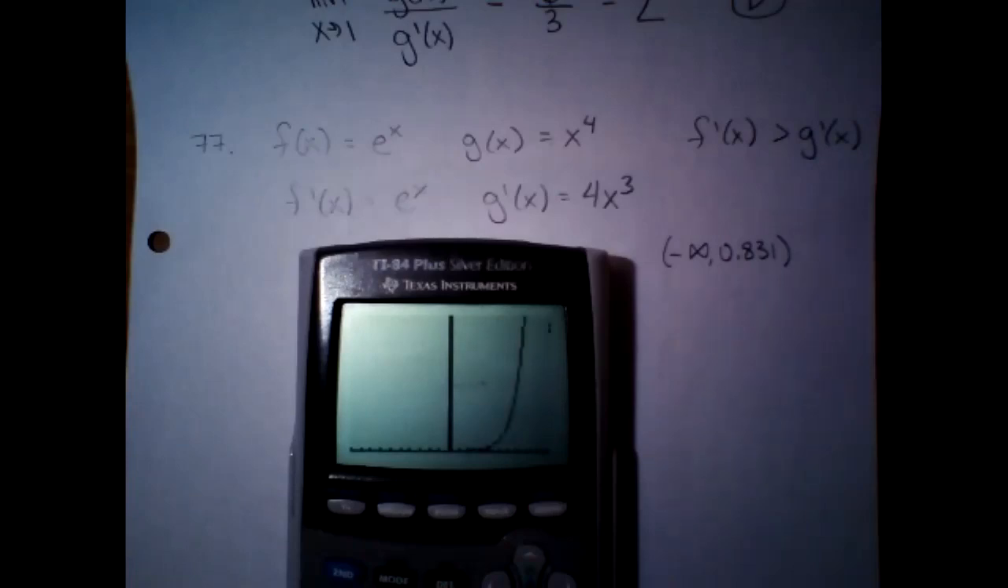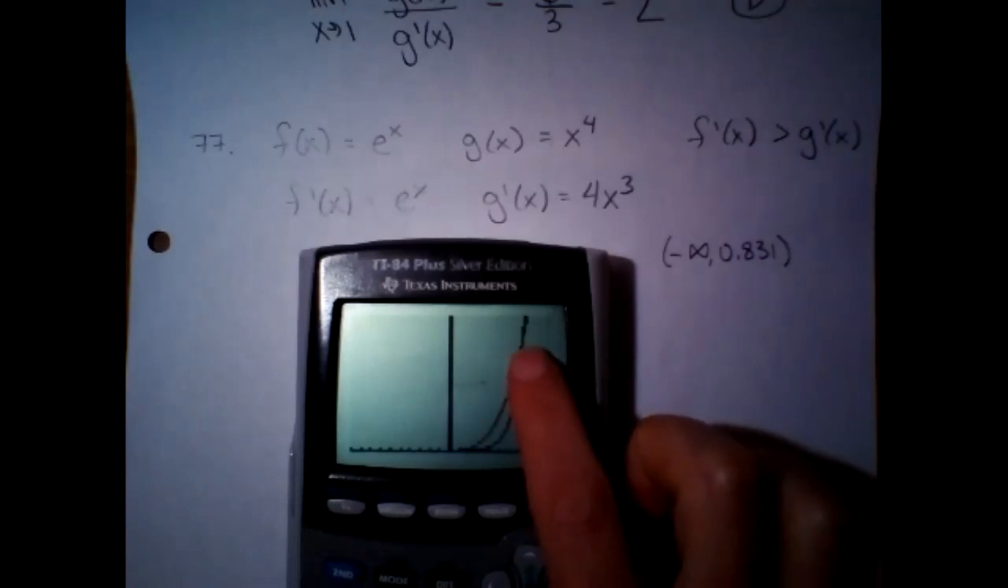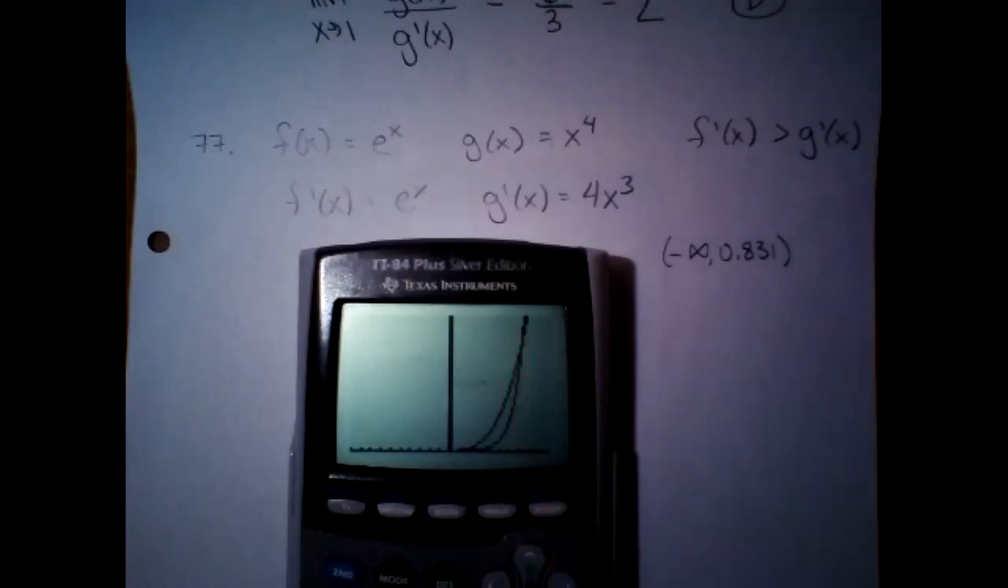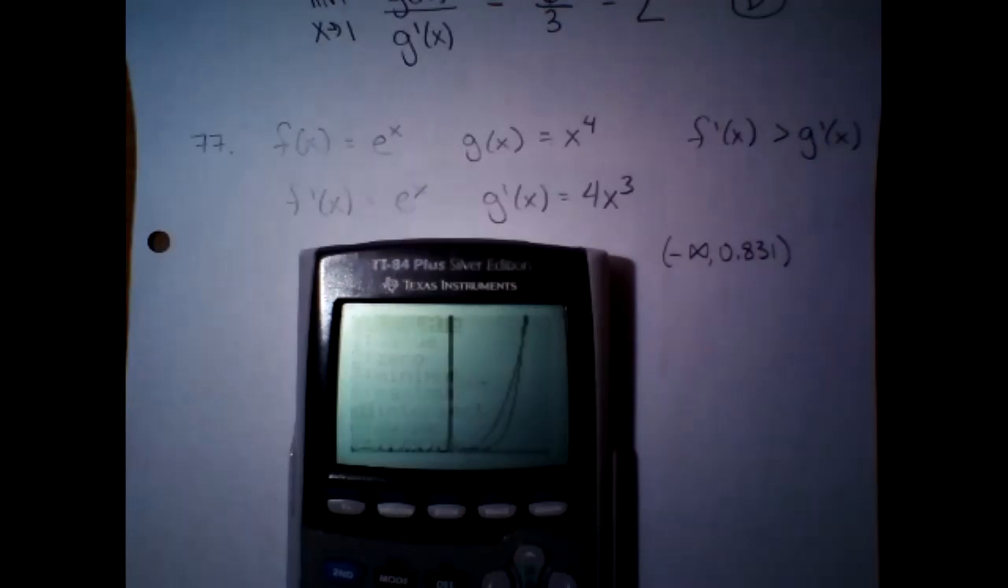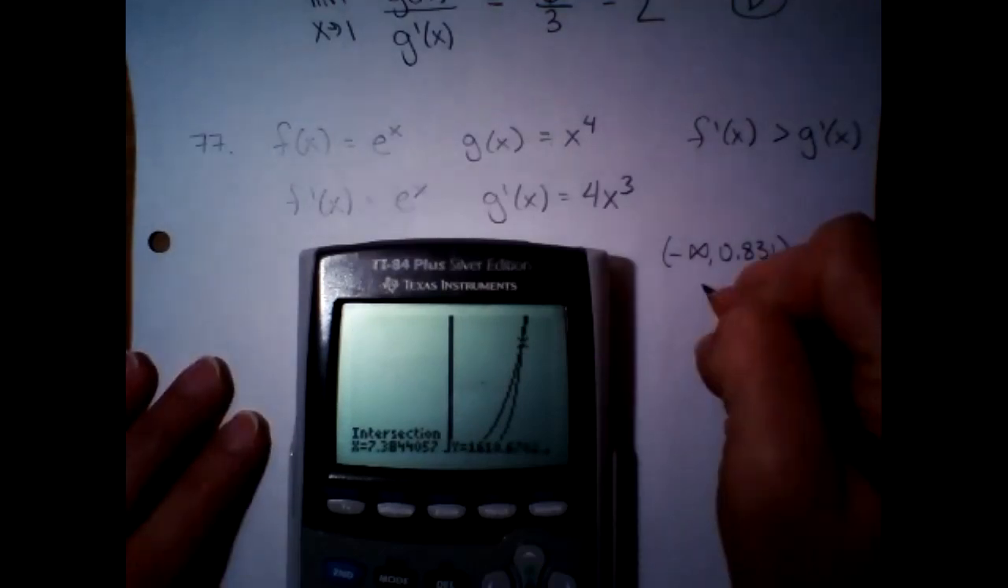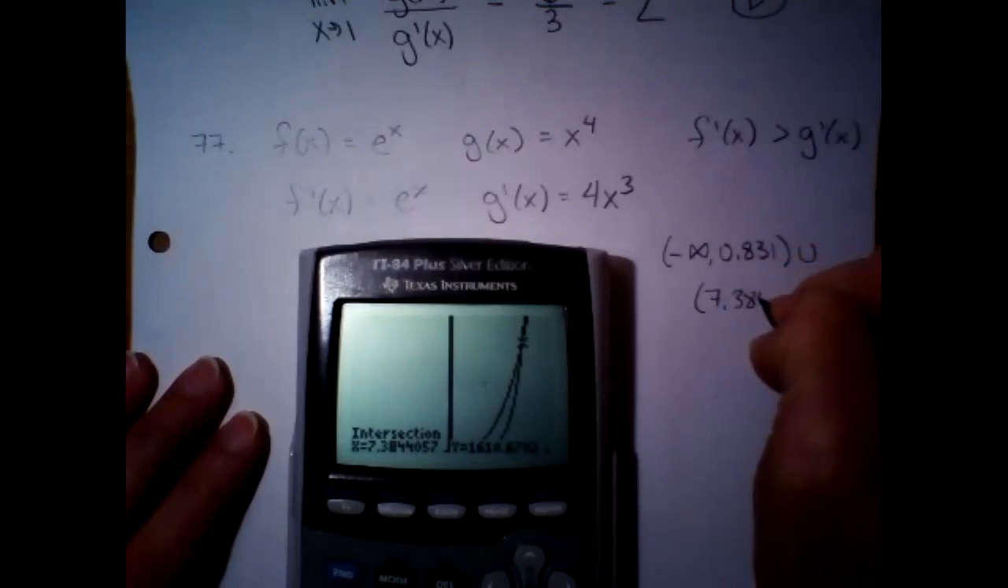All right, so there's the exponential. There's the 4x to the third. Do you guys see how there's another intersection here where it overtakes it again? So let me calculate that one. So intersect. First curve, second curve isn't going to change. Move the cursor over until I get to this intersection. So 7.384. So that's where the e to the x kind of overtakes that again. So I want 7.384 onward.